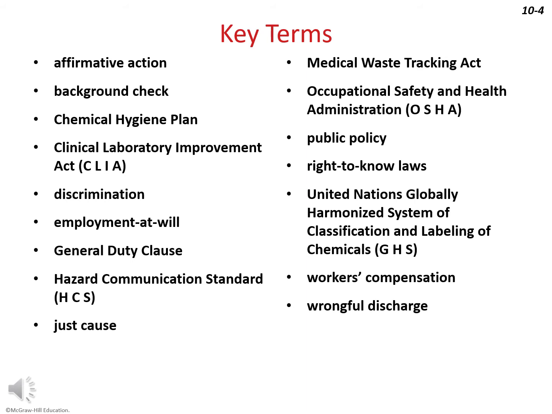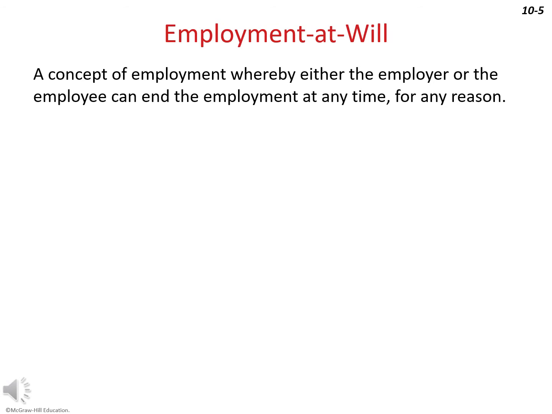Here are the important key terms for Chapter 10. Employment at will. It's a concept of employment where either the employer or the employee can end the employment at any time for any reason. Kentucky is an employment at will state, and it just means that as an employee, you can quit at any time, you don't need any notice, and neither does the employer. As far as firing, there are other states, however, where there has to be documentation in order for someone to be fired, and that would lead into wrongful discharge at that point.